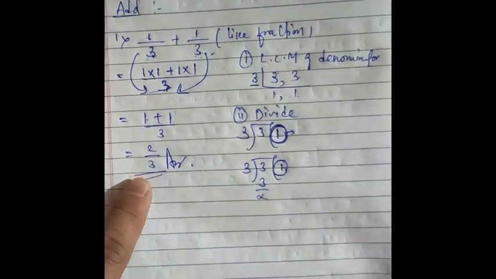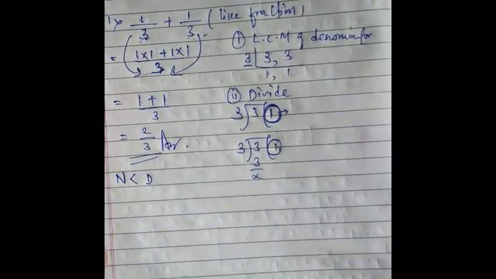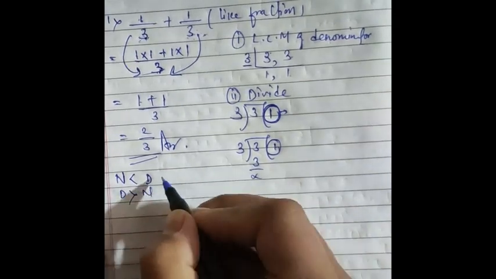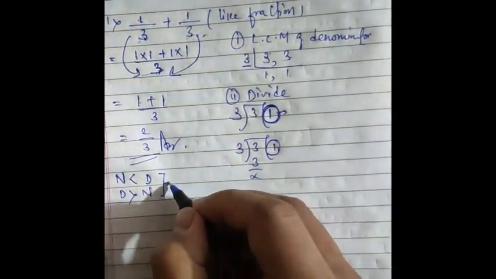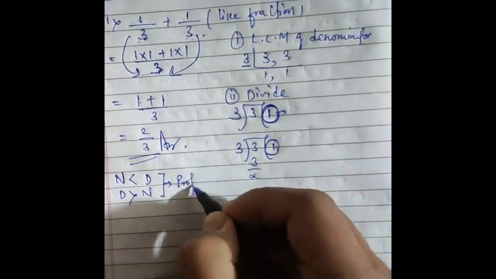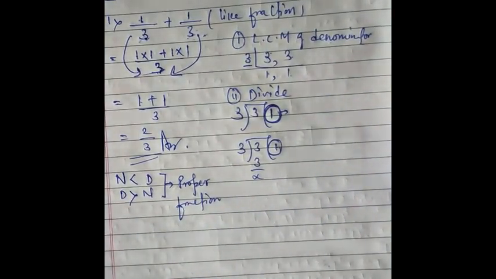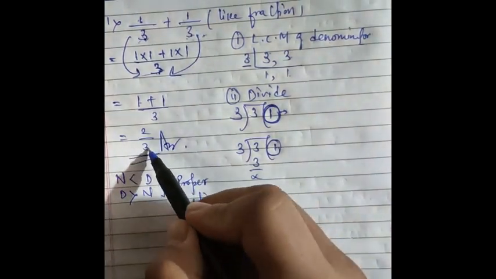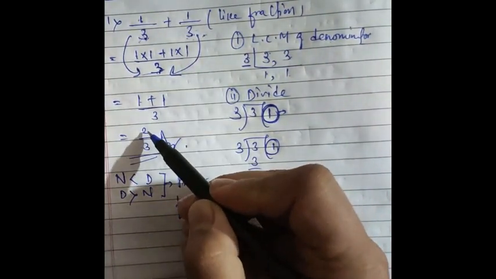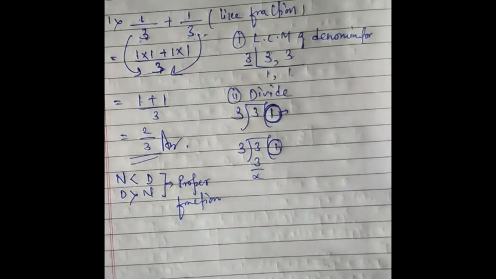What type of fraction is this? Can you tell me? The numerator is smaller than the denominator, or the denominator is greater than the numerator. If such is the condition, what type of fraction do we call it? Proper or improper? It is a proper fraction. Proper fractions are those in which the denominator is bigger than the numerator, or the numerator is smaller than the denominator. So now I have classified it with an example also. We got it, isn't it? Next, let us solve the next example.